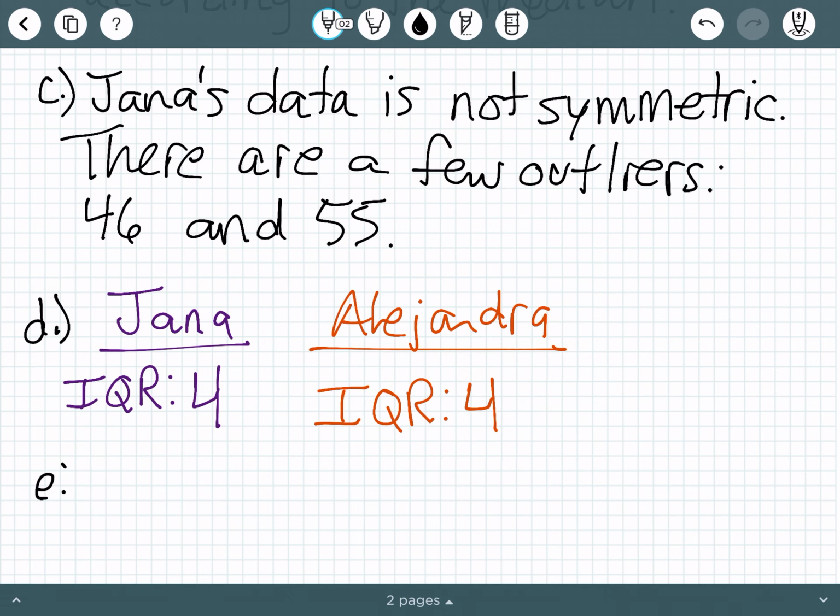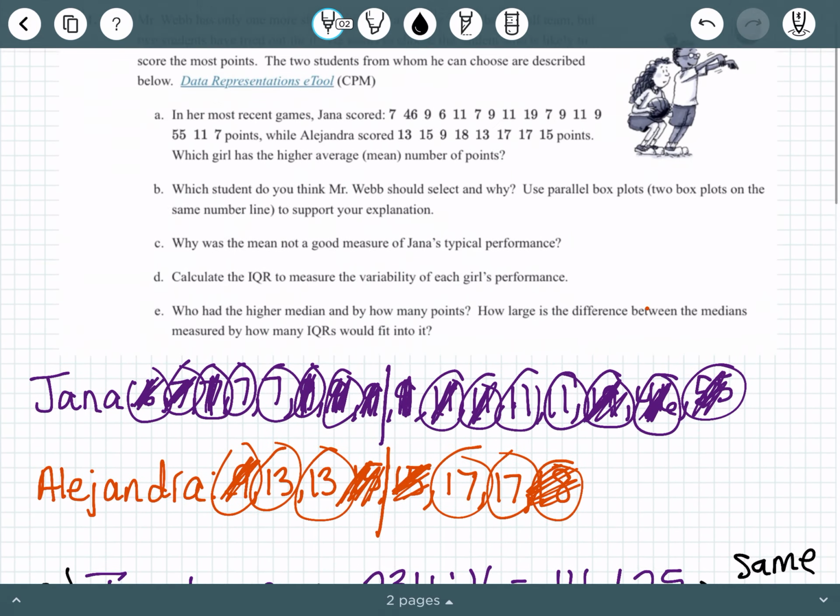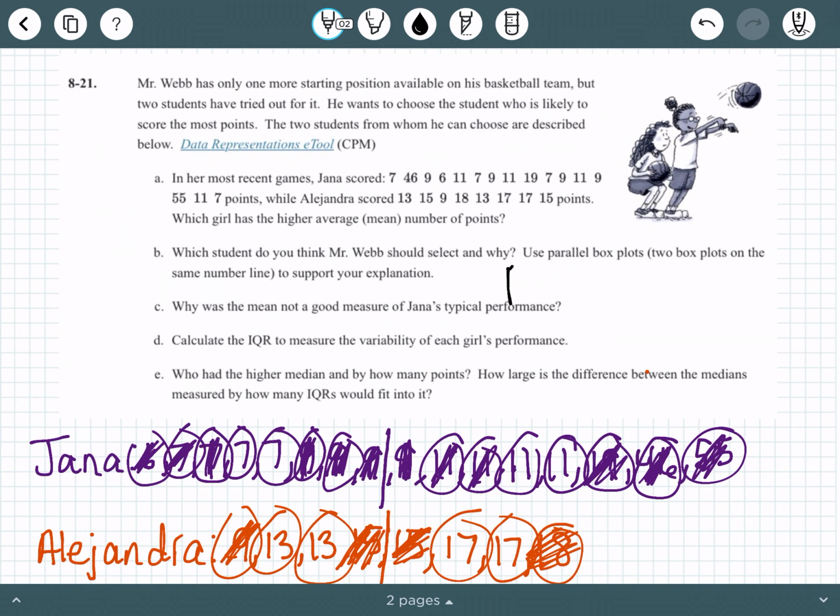So E, let's have a look at that part. It says, who had the higher median and by how many points? How large is the difference between the medians measured by how many interquartile ranges would fit into it?